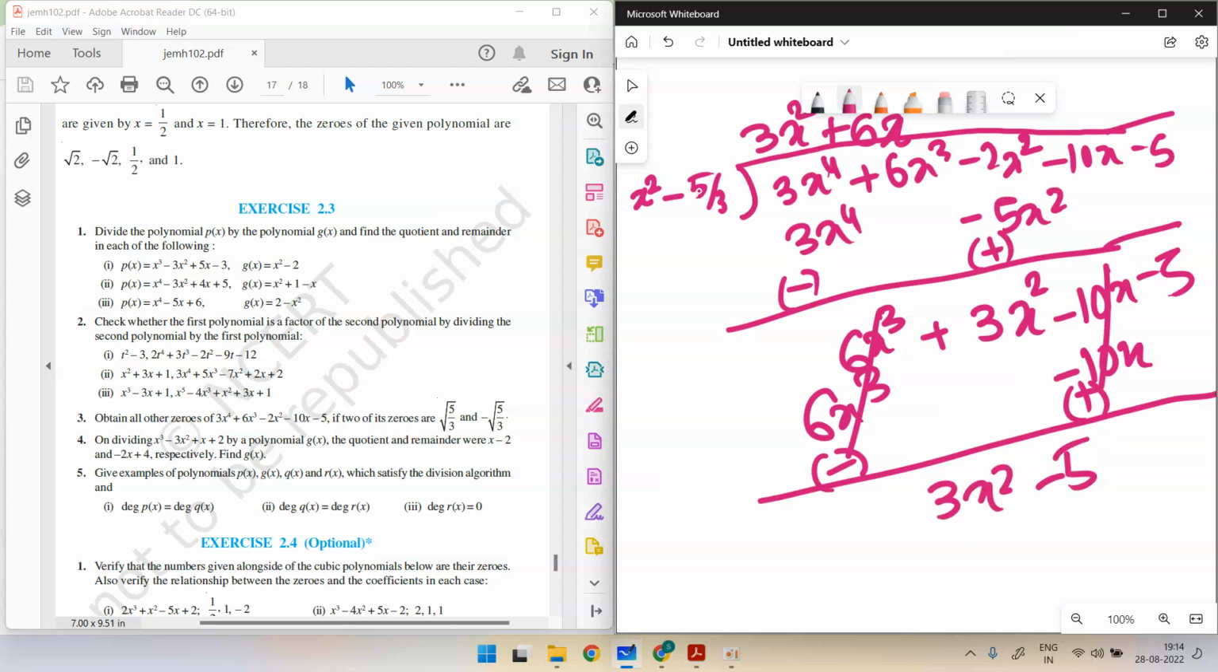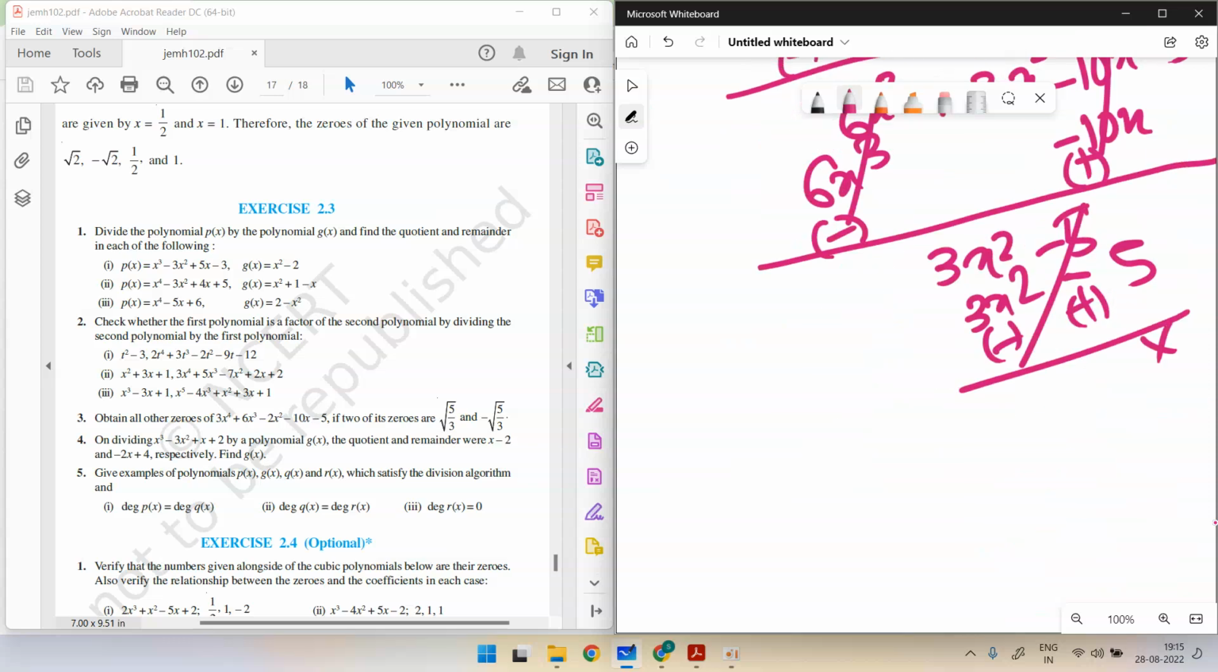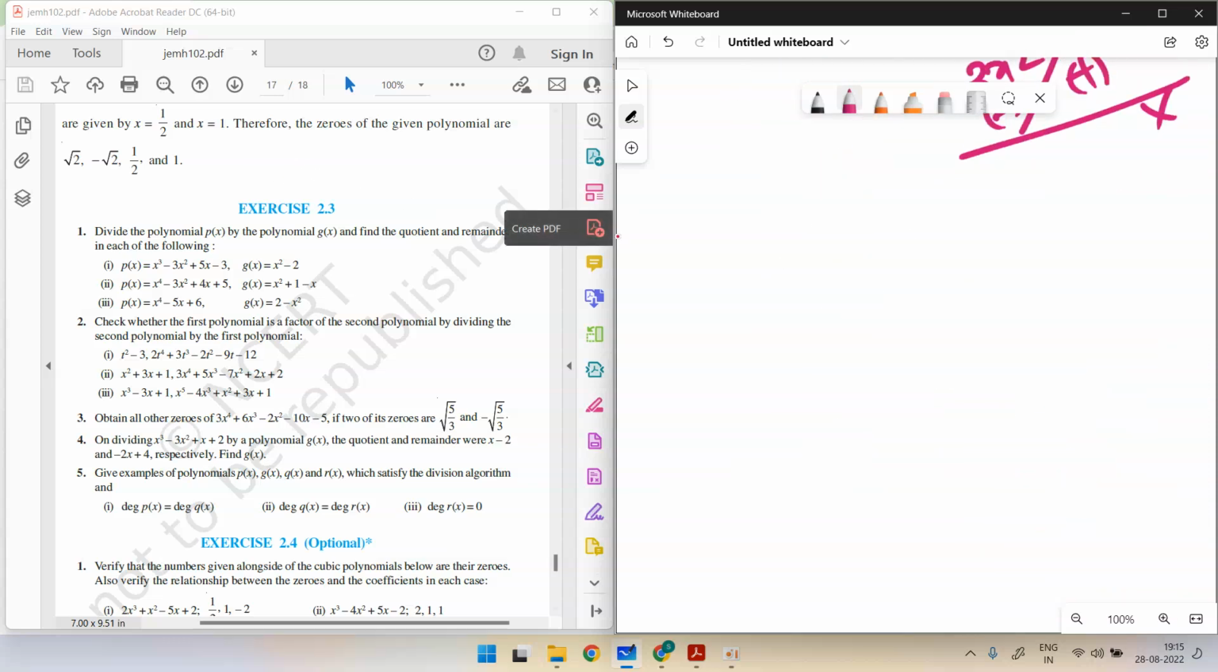So for x square to 3x square, we need to multiply by 3. So this is 3x square, 3 into 5 by 3 is 5, minus 5. Just subtract the two: minus, plus, plus, and this gets 0. So 3x square plus 6x minus 3 equal to 0 is the other factor.